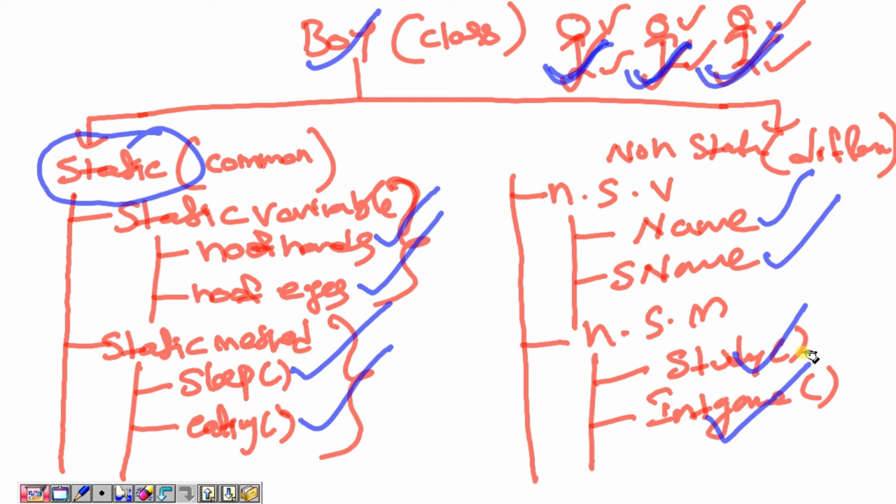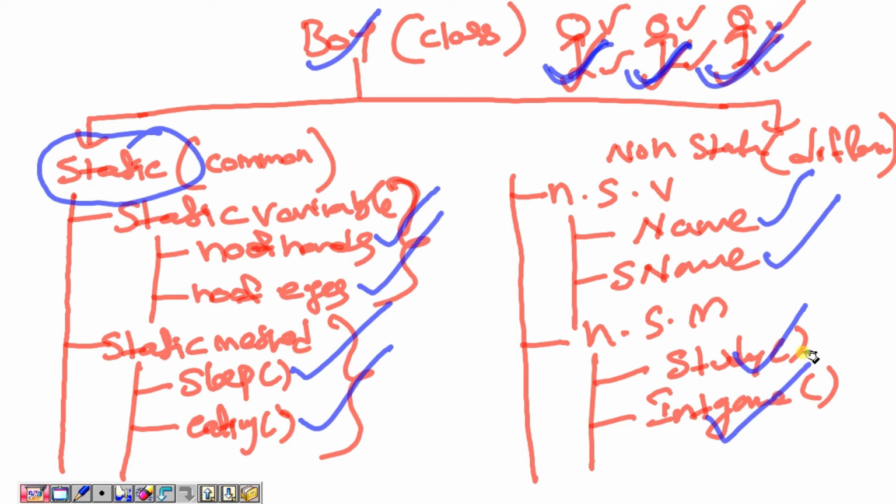Coming to the non-static: in the boy class, these three objects are there, and their variables are different from object to object. These three objects can also perform different actions. Those variables we call non-static variables. Those actions we call non-static methods. Now, you are understanding clearly what is static and what is non-static.